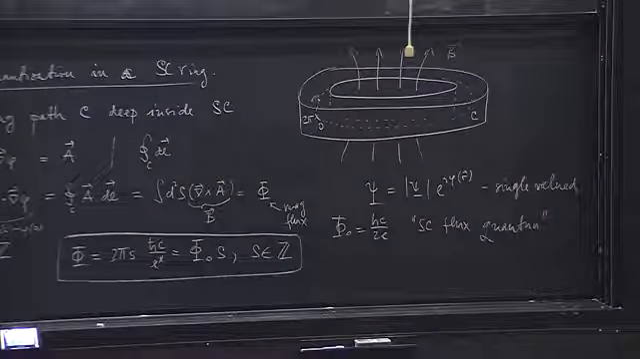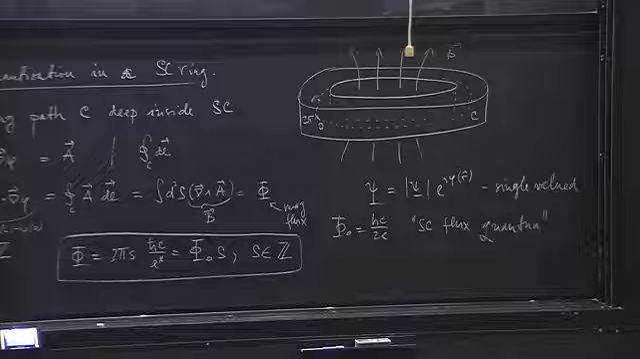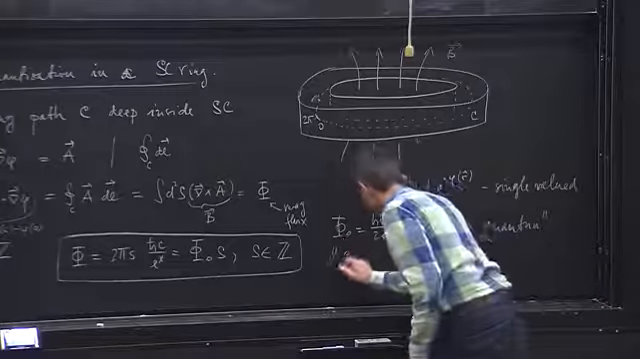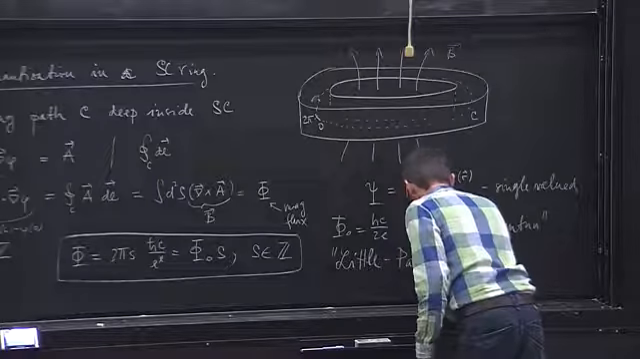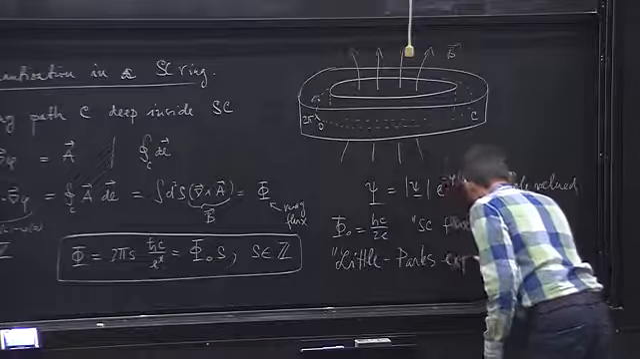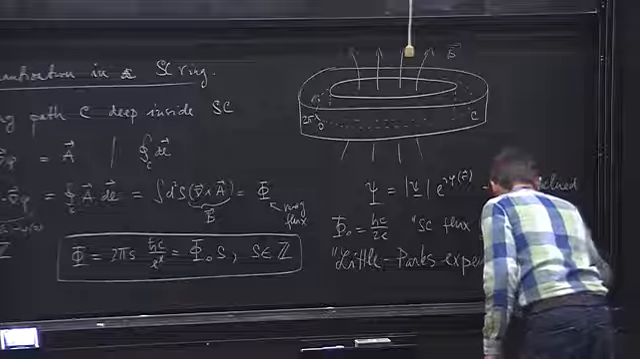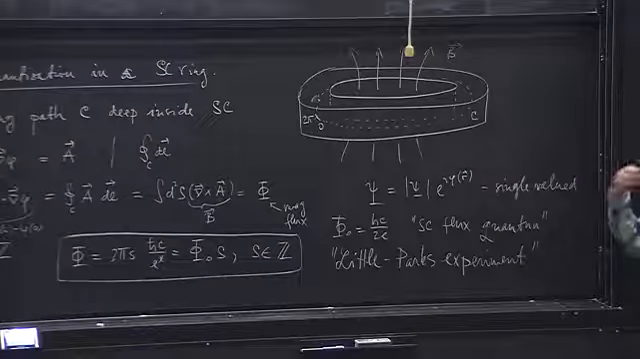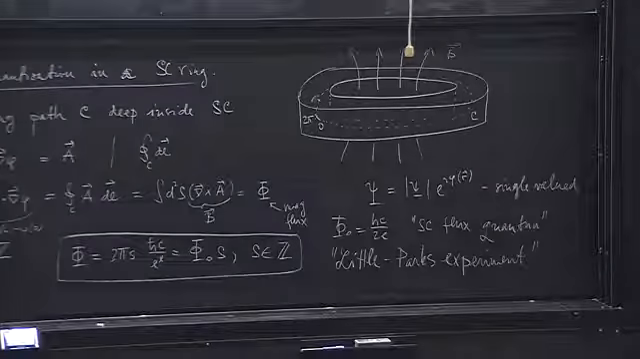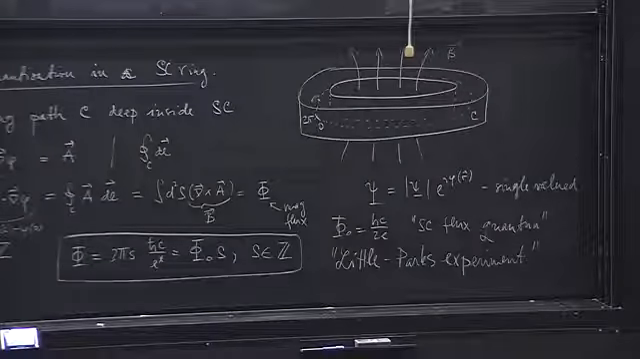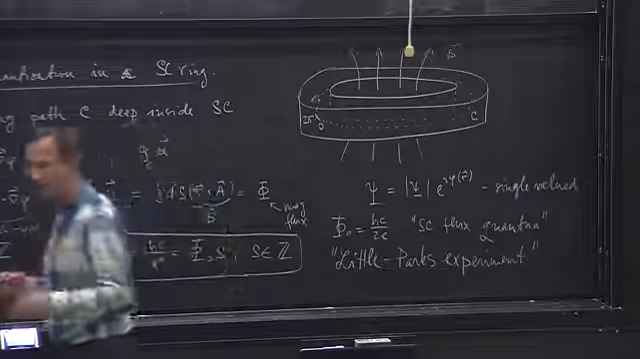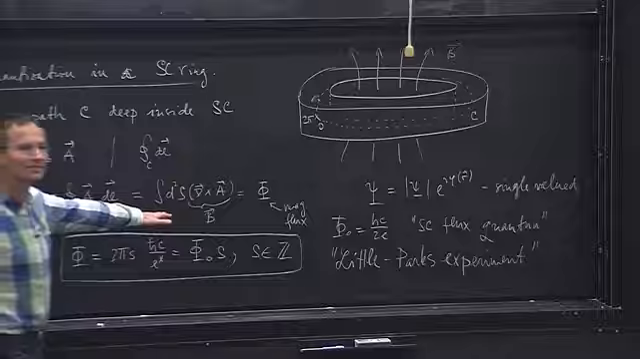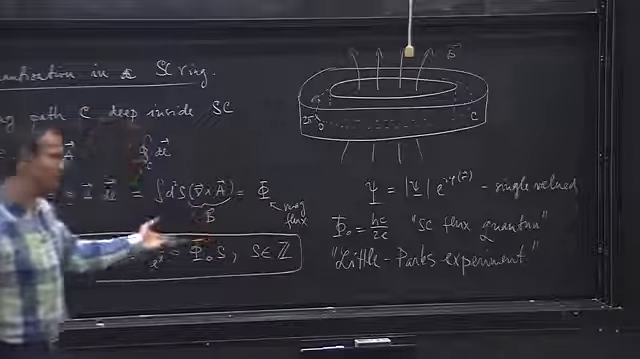This has been measured early on in the so-called Little Parks experiment, which, again, was another spectacular confirmation of this theory of superconductivity. To date, this quantization is exact. As far as we understand, this is exact, meaning there are no corrections to this.